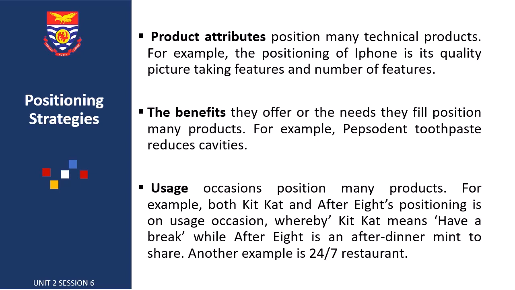And one strategy is the usage of the product. Usage occasions position many products. For example, both Kit Kat and After 8 positioning is on usage occasions, whereby Kit Kat means take a break and After 8 is an after dinner mint to share. This name has been given to the product and it has actually helped position the product in the mind of the customer. So the customer knows that once I go in for Kit Kat, it means that I should take a break from whatever I'm doing.